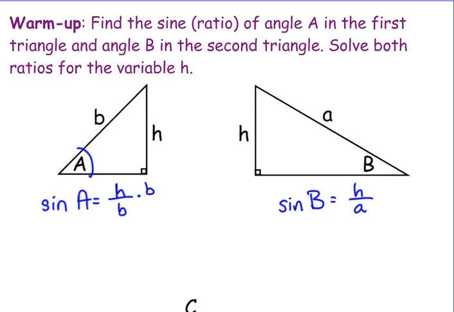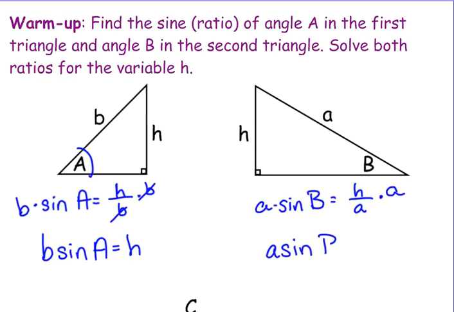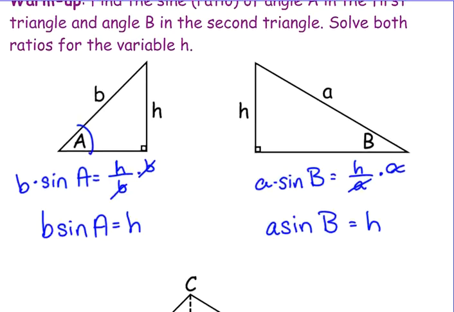And we're supposed to solve both of these for the variable h. So all I'm asking you to do is multiply by the b. So b sine of A will equal h. Okay, we're going to multiply both of these by a and get a sine of B is equal to h. Okay, so two separate triangles, but hopefully you see that they look like they're the same height. I did that on purpose.